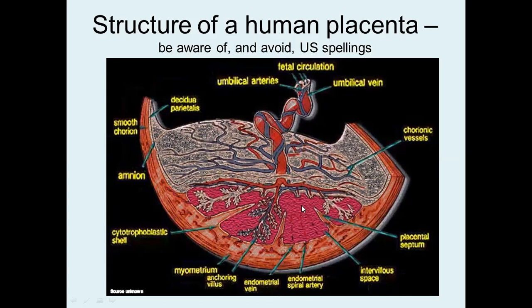And what you can see really nicely in this particular picture is you can see the maternal blood sinuses. So you can see that the blood vessels have actually broken down in the endometrium, and the chorionic villi are completely surrounded by pools of maternal blood. And so there's close contact between the blood in the capillaries and the blood in the maternal blood sinuses.